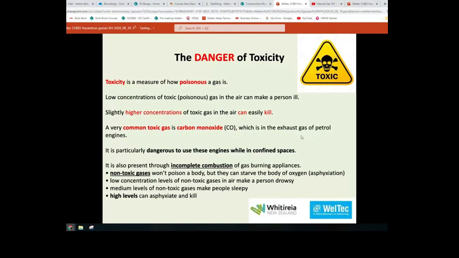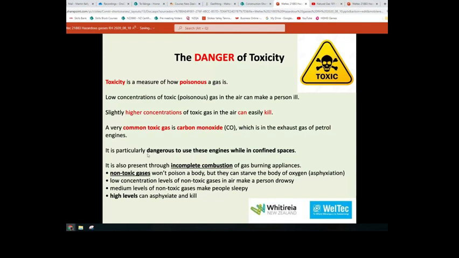So you might still have loads of oxygen, but because you're breathing in carbon monoxide, it's going to potentially kill you without action being taken. And you may not even know that it's happening. That's the scariest thing. So one potential reason why carbon monoxide might be produced is engines running in a confined space.